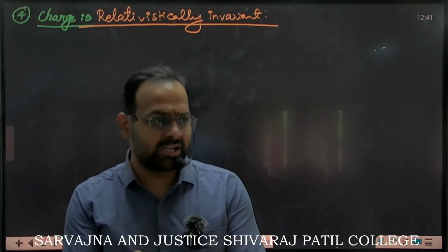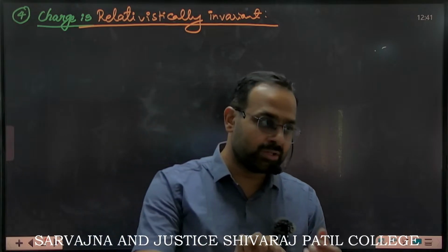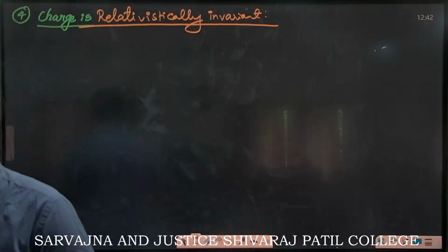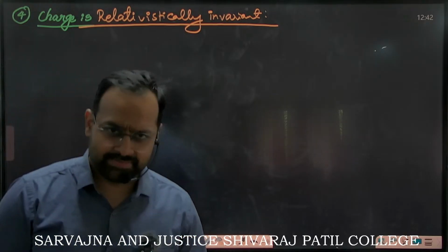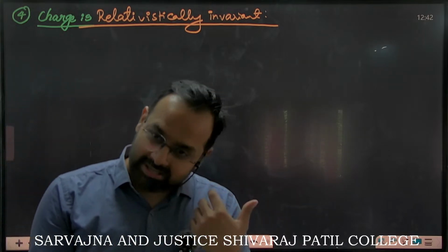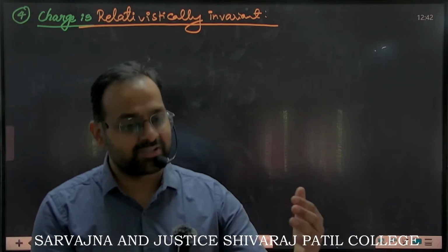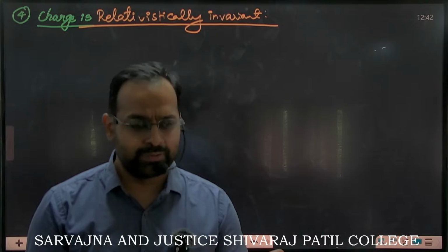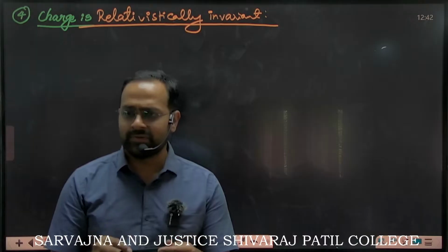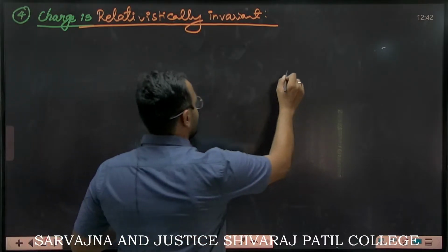So whether you are measuring it at rest or in motion, in both cases the amount of charge will come out the same. Whereas if you measure mass, let's say the mass of this is 1 gram at rest, when you are traveling at some speed the mass of this object will actually increase. This is according to Einstein's theory of relativity. The mass at rest is different from the mass in motion, and there is a formula for that.